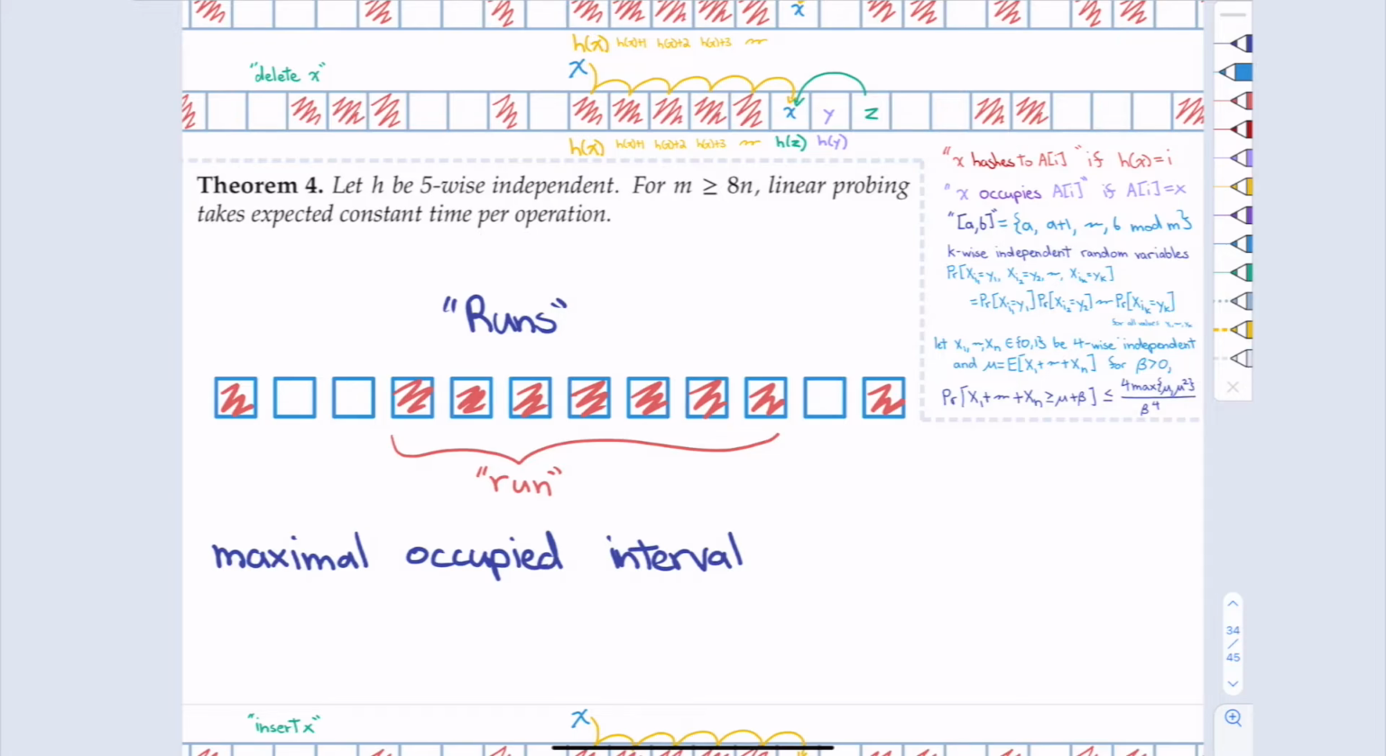Okay, so, all right, so let me define runs formally. A run is just a maximum sequence of occupied cells. Okay, that's what I'll call a run.